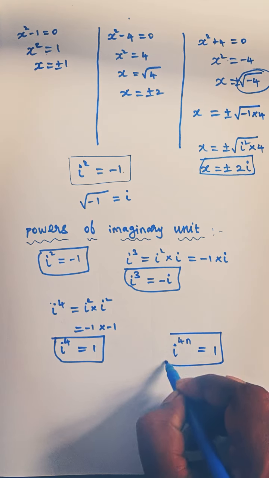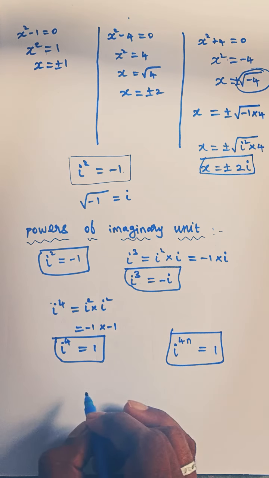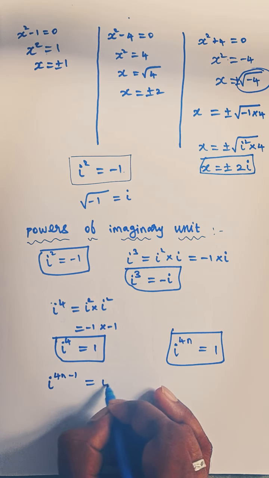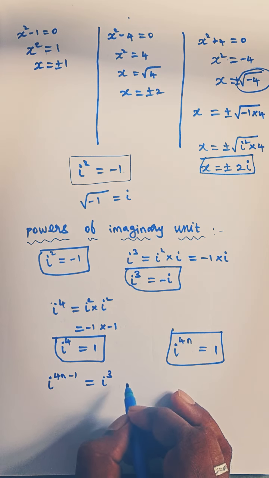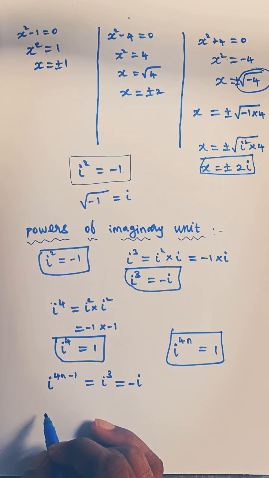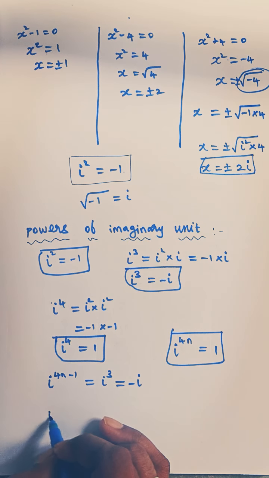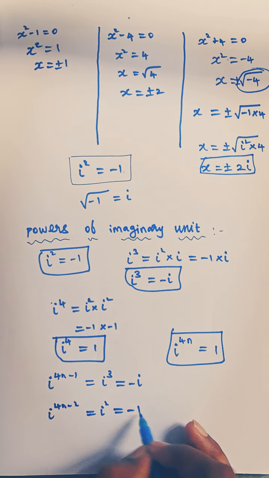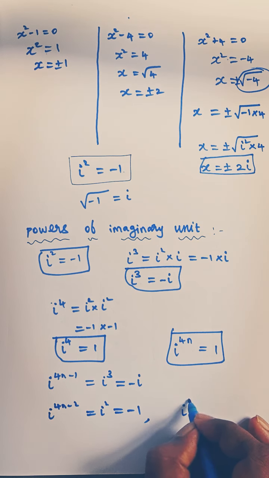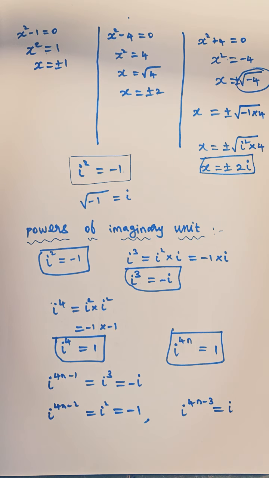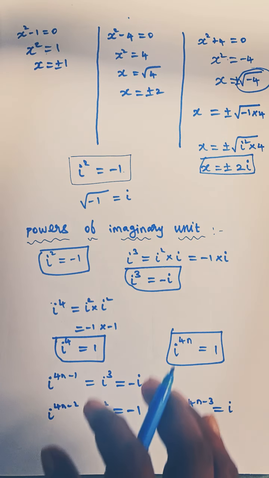So i to the power 4n equal to 1. Next, i power 4n minus 1 equal to i cube, the value is minus i. Next, i power 4n minus 2 equal to i square, which is nothing but minus 1. i to the power 4n minus 3 equal to i. So the powers of the imaginary unit, this is a very important result.